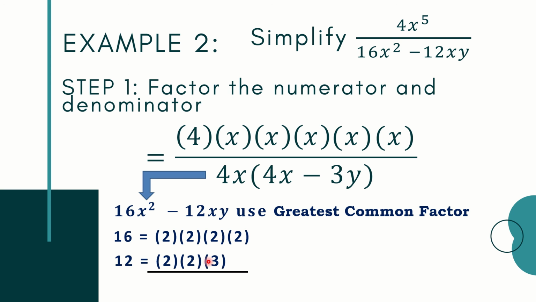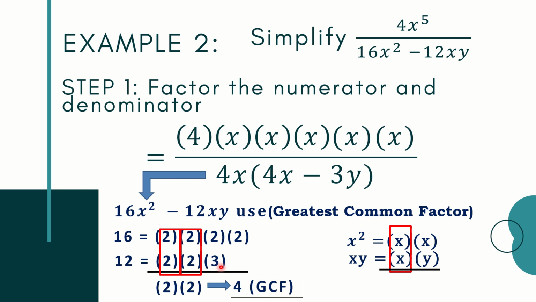So now, what is their greatest common factor? We have the same 2 and 2. If we multiply 2 times 2, it is equal to 4. Right? So their greatest common factor for the numerical coefficient is 4. Now, for their literal coefficient, the factor of x squared is x times x. The factor of xy is x times y. Therefore, the greatest common factor of the literal coefficient is x. So the greatest common factor is 4x. That's why we place it here.